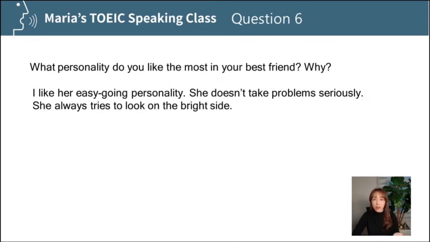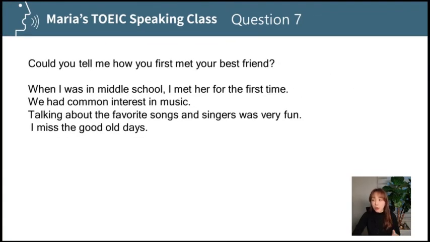여러분 제 친구 성격이 이래요. 이거 성격 영어로 뭐라고 하나요? 댓글로 달면 제가 또 답변 달아드릴게요. 자, 7번에서 이게 좀 어려웠을 것 같아요. Could you tell me how you first met your best friends? 어떻게 처음 그 best friend를 알게 된지 말해줄래요?